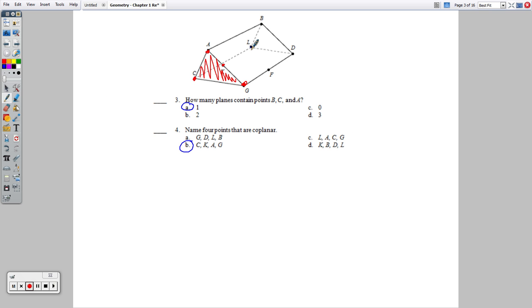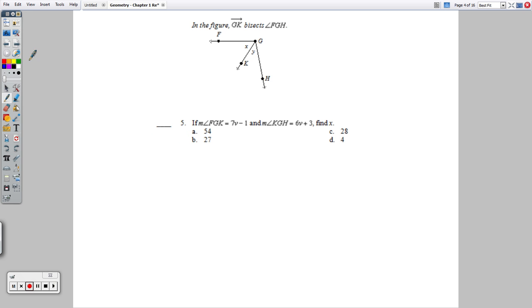L, A, C, and G, just to check those and make sure they're not right. L, A, C, and G are right here, but L's not on that same plane. And K, B, D, and L, you've got K right here, B, D, and L. So B, D, and L are on the same plane, but K isn't on the same plane as those ones. So it looks like we definitely have the right thing there. So I'll write that in right here. This is A, and this was B. Moving on to number 5 then.